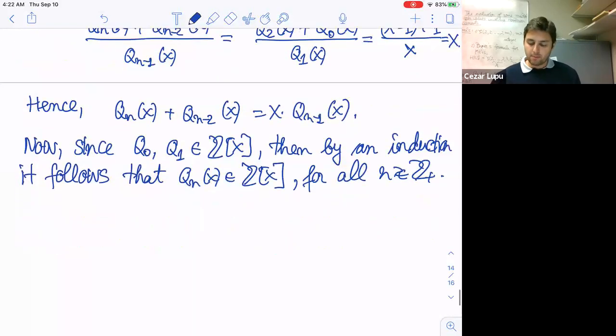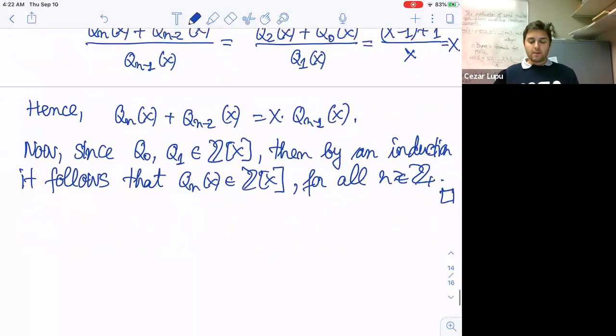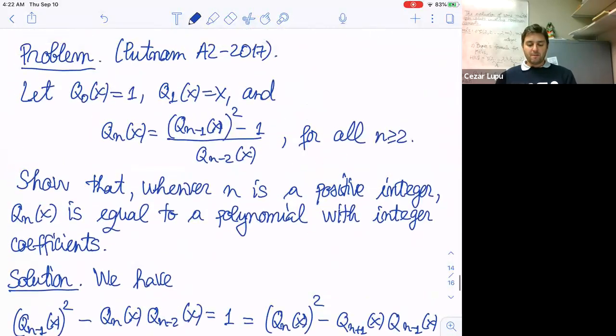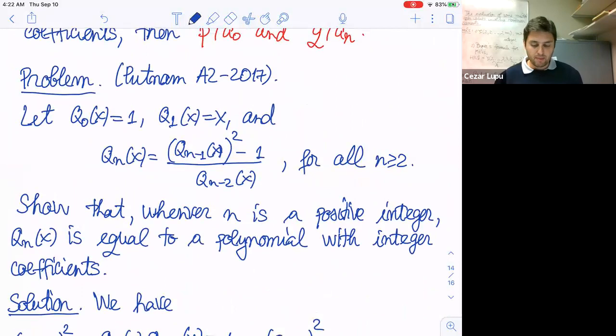And that's it. That's the end of the problem. You see, it was just algebraic manipulation. It wasn't that hard. Anyway, it was a Putnam A2. I remember I was at Pitt at that point, and some of my students had some problems in solving this. But anyway, it wasn't that hard.